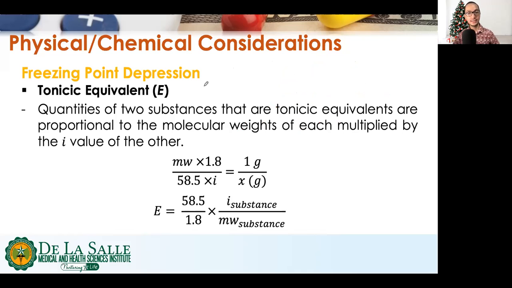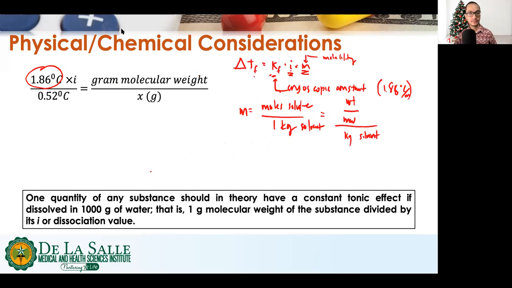So, moving on, remember that quantities of two substances that are tonic equivalents are proportional to the molecular weights of each multiplied by the I value of the other. So what does this mean? We go back to this formula.